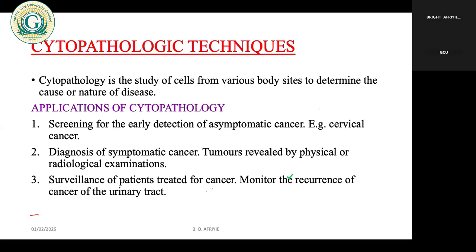The third application of cytopathology is for the surveillance of patients treated for cancer, to monitor the recurrence of cancer of the urinary tract. People have bladder cancer. When they suspect bladder cancer, they ask them to visit the cytopathology or cytology lab. They are asked to bring urine. The urine is spun, and when the spinning is done, the supernatant, or the watery surface, is poured away, and then we have the deposit.